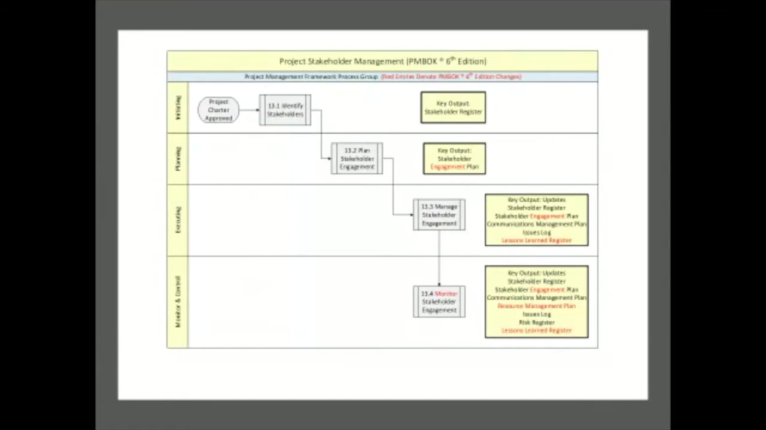Once we're executing, we have the process called managed stakeholder engagement. In essence, we develop strategies to move people from where they are to where they need to be, or to sustain their level of interest and commitment.